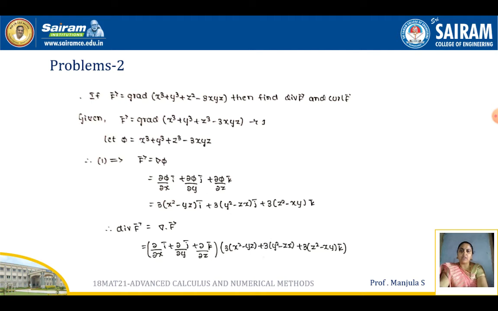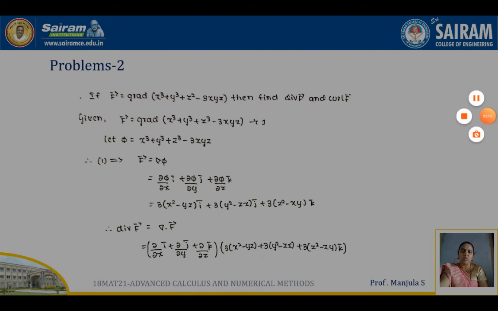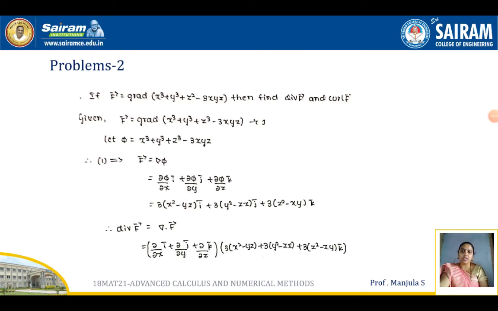If vector f equals gradient of x cube plus y cube plus z cube minus 3 x y z, then we have to find the divergence of f and curl f. This question is similar to the previous problem. So here also it is the same thing. First we have to find the vector f. They have given it in terms of gradient.